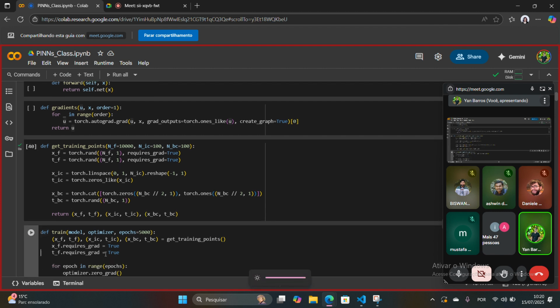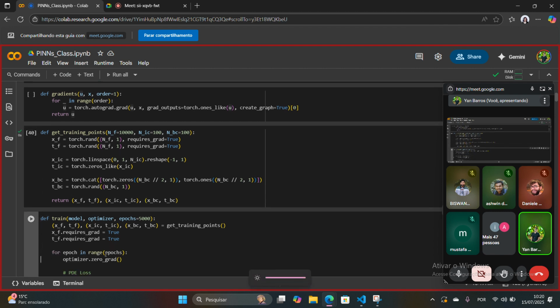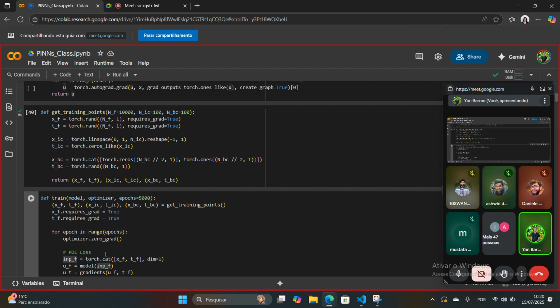So after generating the training points here, we start the training. We set requires_grad to true because we will take derivatives at some points. Then we start learning, where we allow the neural network to learn. This is the point that I was saying: if we are training just a neural network, a recurrent neural network, we just start the gradients here.